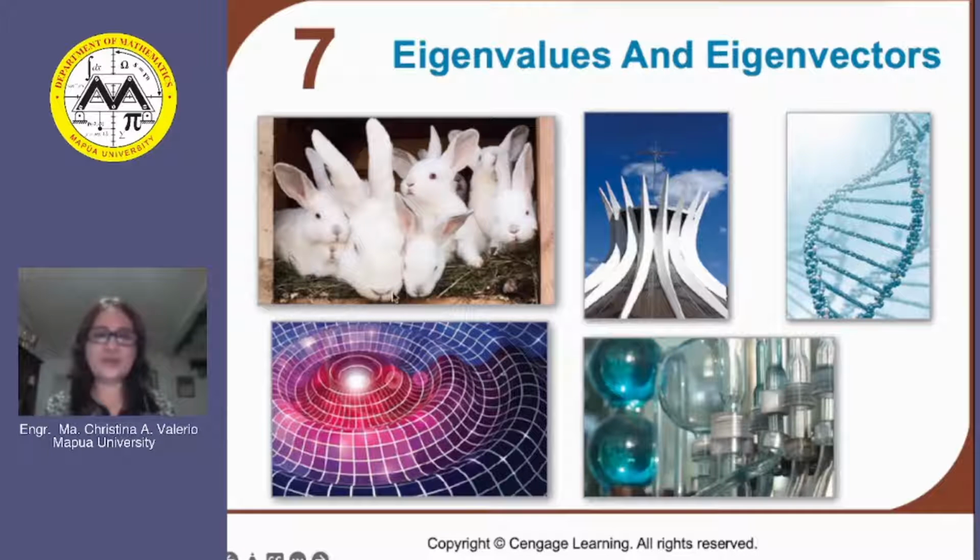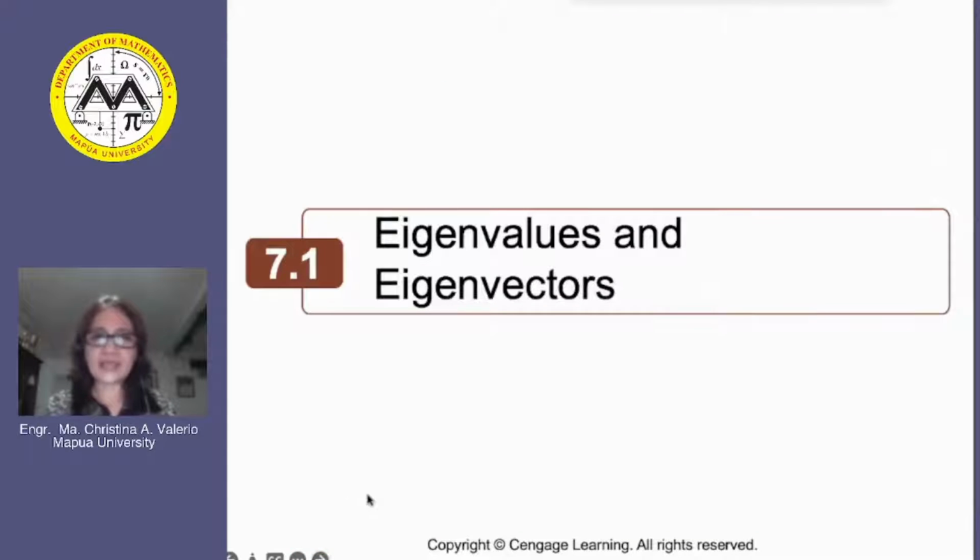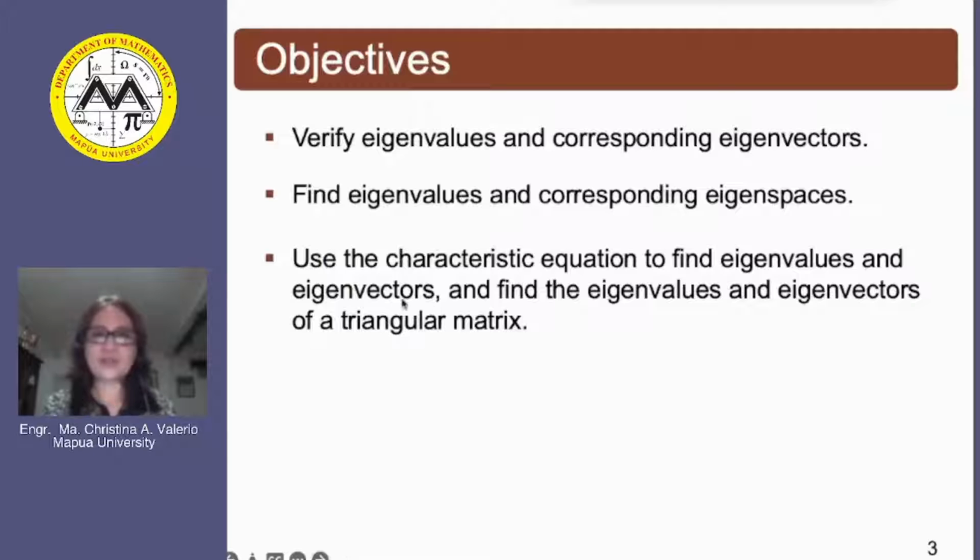Okay, so we begin our discussion for Module 3 on eigenvalues and eigenvectors. What are the objectives? At the end of the lesson, you should be able to verify eigenvalues and corresponding eigenvectors. You should be able to find eigenvalues and corresponding eigenspaces. And lastly, you should be able to use the characteristic equation to find the eigenvalues and eigenvectors, and find the eigenvalues and eigenvectors of a triangular matrix.